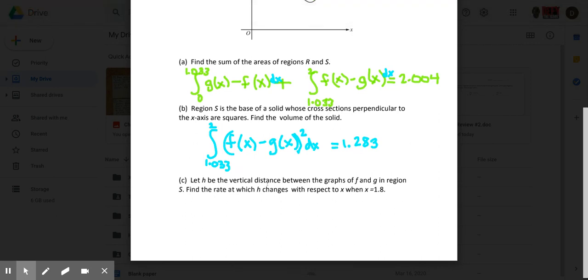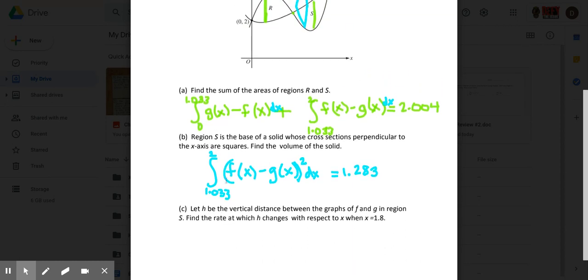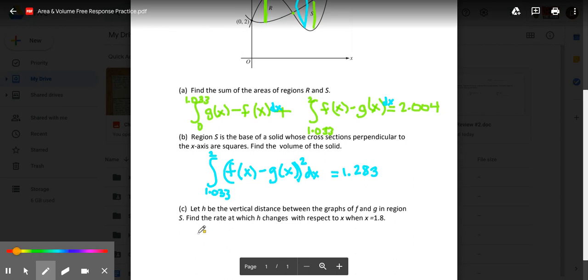All right, and last but not least, let h be the vertical distance between the graphs of f and g in region S. Find the rate at which h changes with respect to x. Whenever something is a rate, that's a derivative. So let's write out the equation for h. So h of x is going to be top curve minus bottom curve. So in region S, the top curve is f of x, so it's f of x minus the bottom curve, which is g of x. And then we want to know the rate of change of h. So we're looking at the derivative.